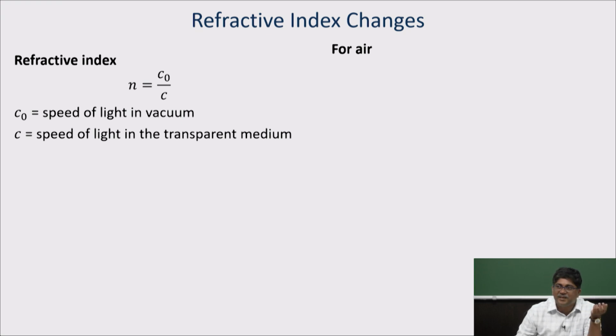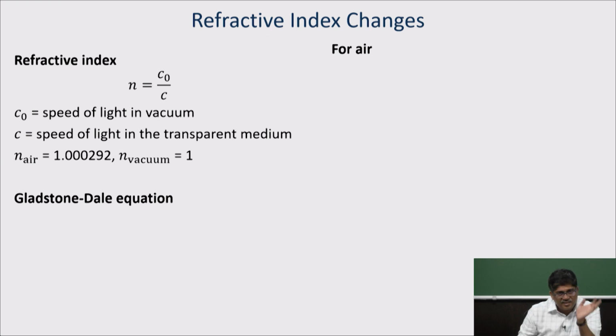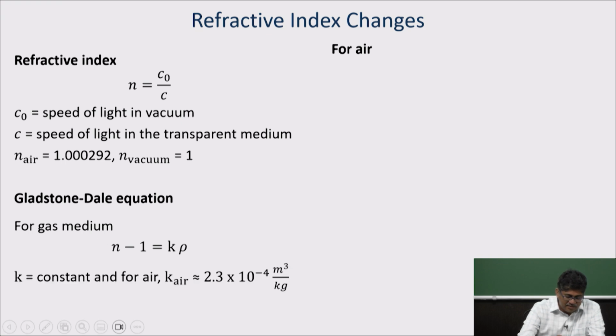The transparent medium will be what we have to image, right? If you look at the air, the difference will be really small. And then there is the Gladstone-Dale equation which relates the refractive index to the density. For any gas medium, n is the refractive index which we define. So n minus 1 is related to the density by a constant called K. For air that is 2.3 into 10 power minus 4.